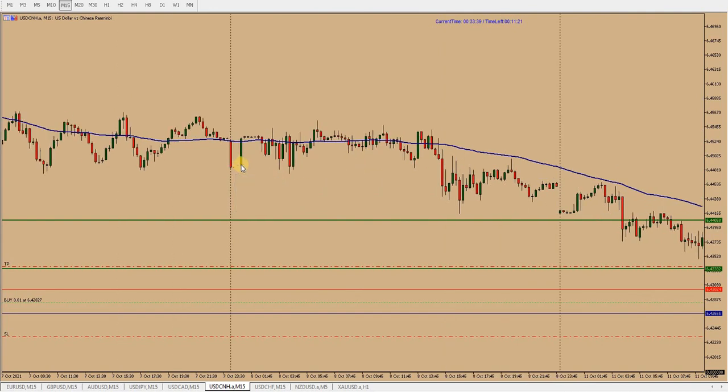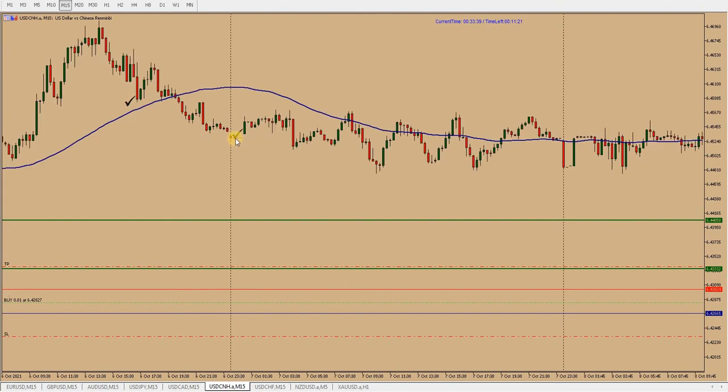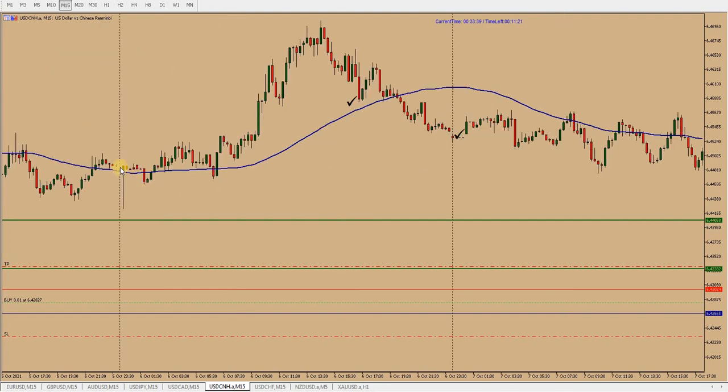1, 2, 3, 4. Market rallied down. 1, 2, 3, 4. Market rallied down. Right?